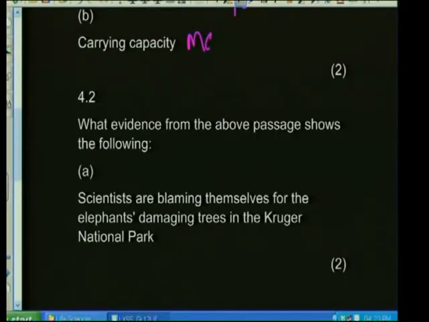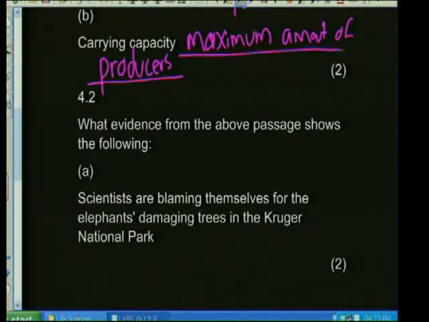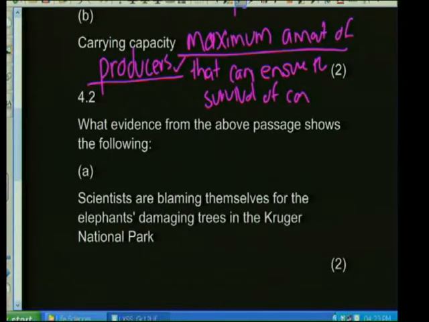It is the maximum amount of producers. Very, very important. That is your first mark. It's the maximum amount of producers that is found that can ensure the survival of consumers. Right? So what is it?